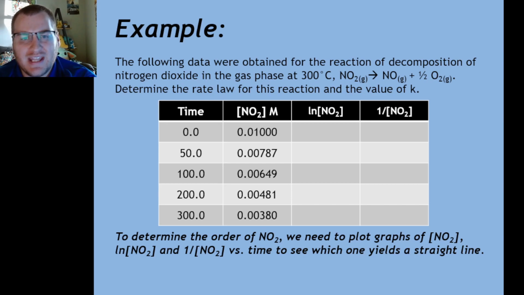I'm going to take the natural log of the NO2, though. I'm going to take the natural log of this number, and do it for all of my points. If I graph time versus all my natural logs, and it's a straight line, then it's a first order reaction. And then finally, I'm also going to do it with 1 over NO2. I'll do 1 divided by this number, repeat it for each of these 5 values, and then graph time versus 1 over the concentration of NO2. If that makes a perfectly straight line, then it is a second order reaction.